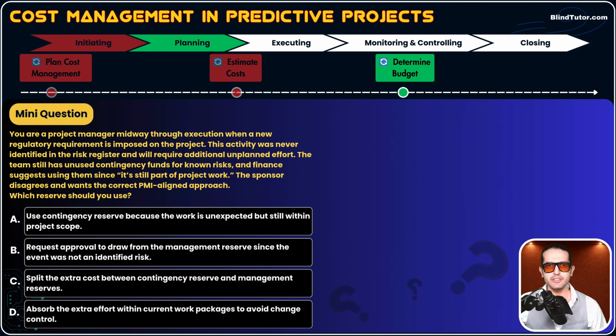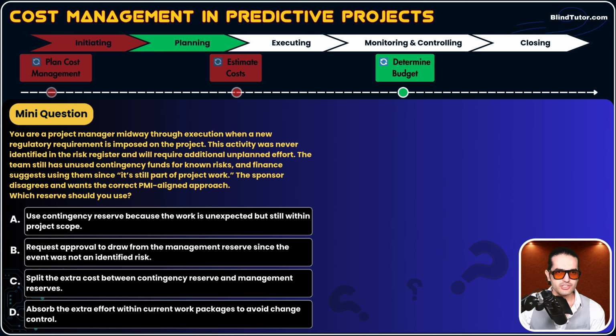You are a project manager midway through execution when a new regulatory requirement is imposed on the project. This activity was never identified in the risk register and will require additional unplanned effort. The team still has unused contingency funds for known risks, and finance suggests using them since it's still part of the project work. The sponsor disagrees and wants the correct PMI-aligned approach. Which reserve should you use?